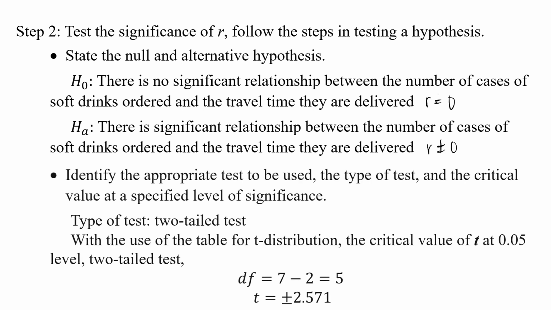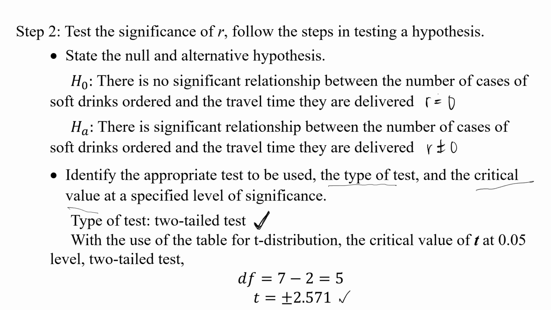Okay? Then second is to identify the appropriate test to be used, then yung type of test, then yung critical value. Okay? So, ito na yung gagamit tayo ng table. Okay, so yung type of test natin is two-tailed test. Laging two-tailed yan. Okay? Then, with the use of the table for the t distribution, the critical value of t at 0.05 level of significance with two-tailed test is 2.571. Okay, so paano natin malalaman yan?